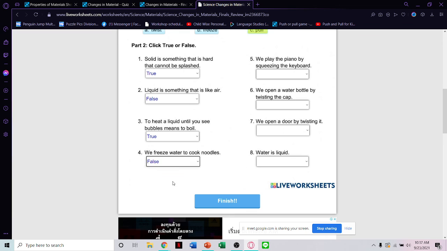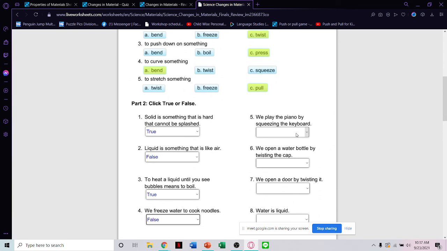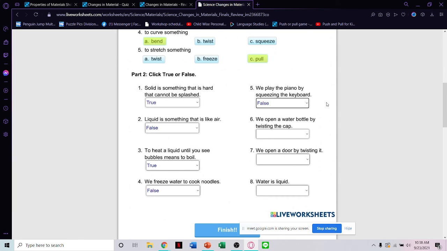Next, we play the piano by squeezing the keyboard. False, because you don't squeeze the keyboard, you only press it. Next, number 6.